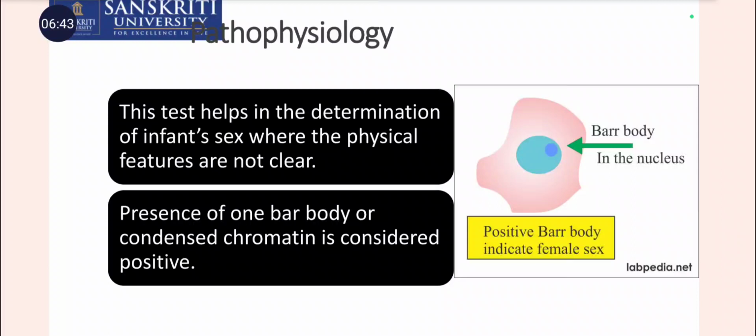So this test is helpful to determine the infant's sex where the physical features are not clear. Physically it is not visible what the sex of that infant is, so this test is helpful. Presence of one Barr body or condensed chromatin is considered positive. So a single Barr body or single condensed chromatin is considered positive.